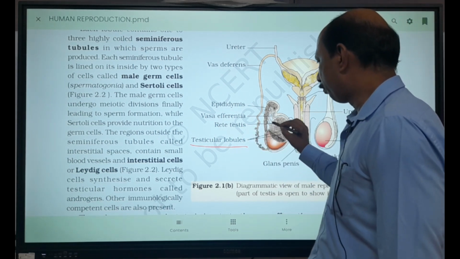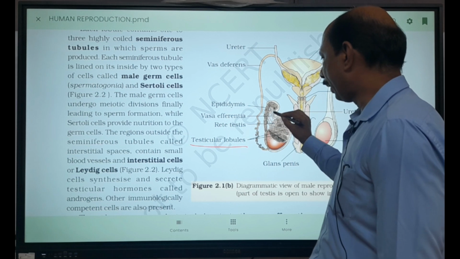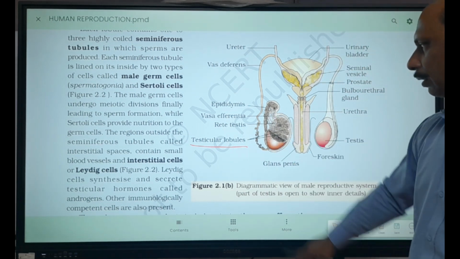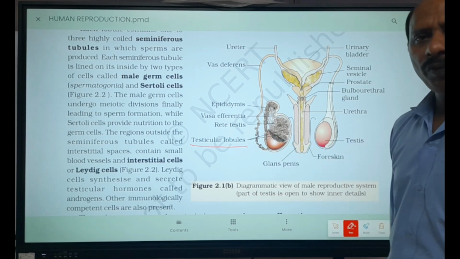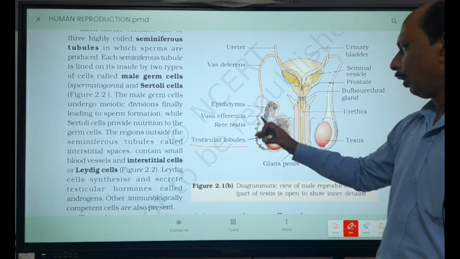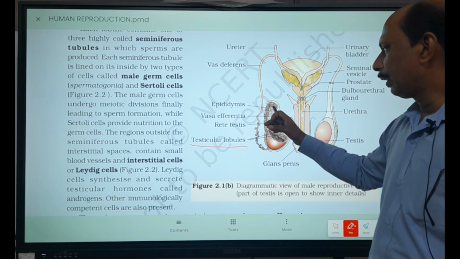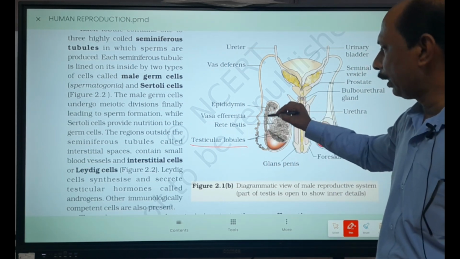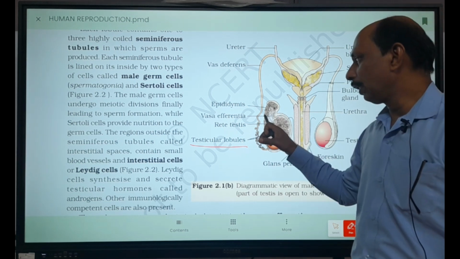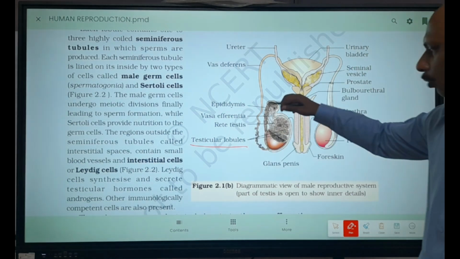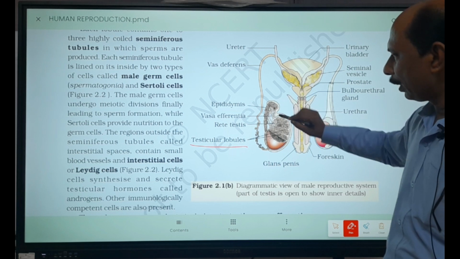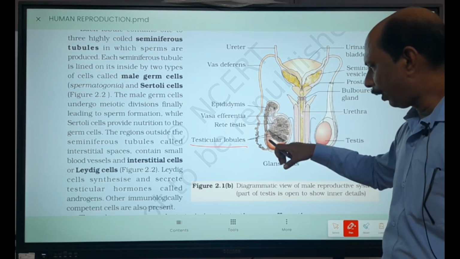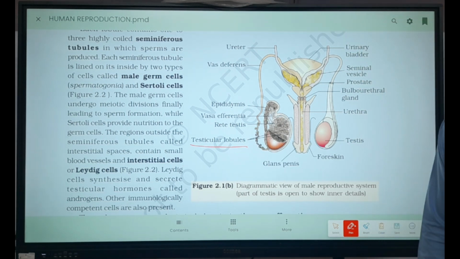Now here this is a branching structure, and these are called rete testis, a network-like structure. 15 to 20 vasa efferentia originate from the rete testis and they open into a single, highly coiled duct, that is called the epididymis. This part of the epididymis is called caput epididymis. This side is corpus epididymis, and when it becomes the tail, it is called cauda epididymis.